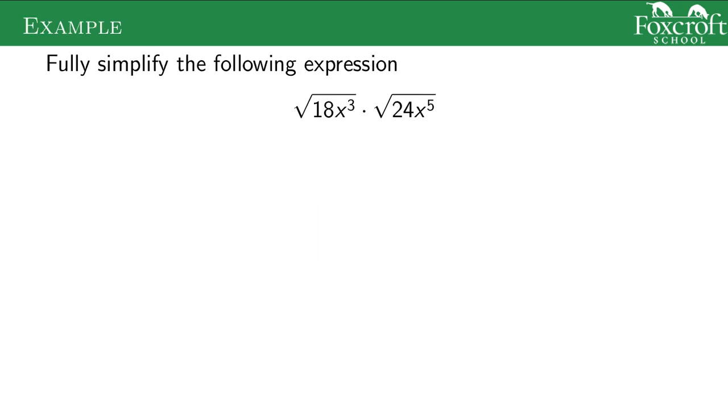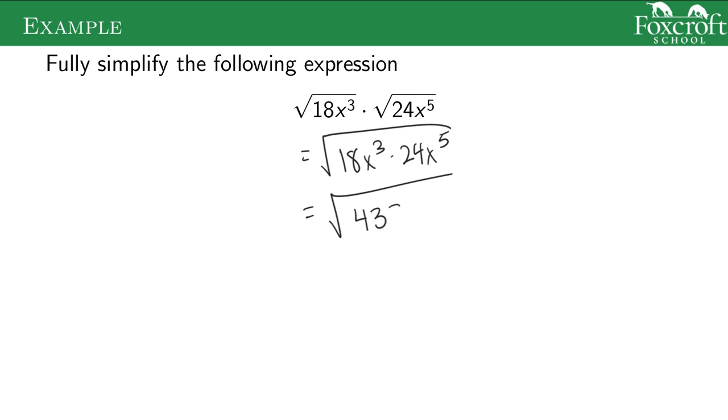All right, so fully simplify the following expression. We want to take these multiple square roots and simplify them down into simpler square roots. The first thing we could do is combine them using our rule, so this is the same as one big square root of the insides being multiplied. Now we can just multiply things. 18 times 24 is 432. And x cubed times x to the 5th is x to the 8th, because when we multiply those, we add the exponents. So 3 plus 5 is 8.